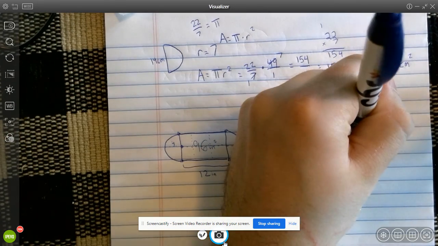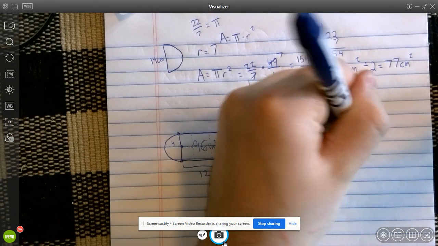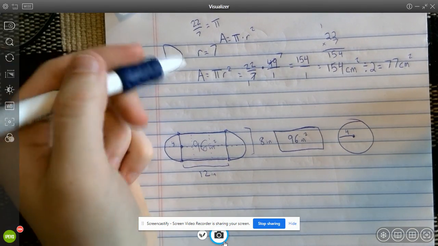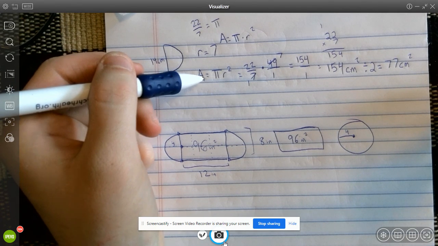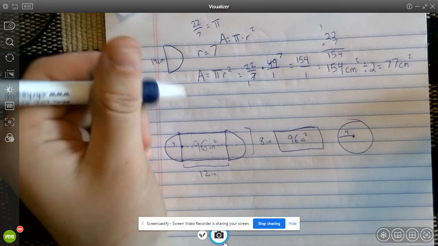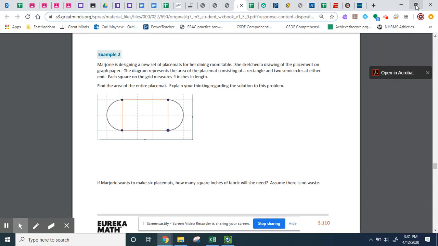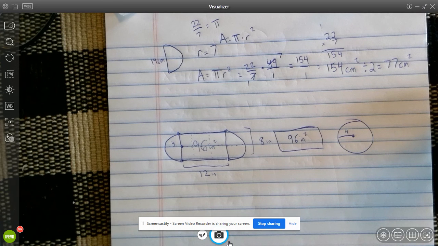But what we need to find is the area of this circle here. We know that this length is 4 inches. And based on our last problem, we know that to find the area of a circle, we need to use the formula pi r squared. Let's see if it says to use 3.14 or something else. It doesn't say what to use for pi. So if it doesn't tell us what to use for pi, let's use 3.14.